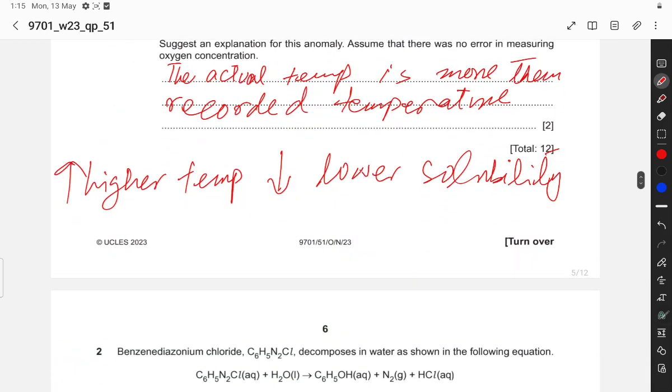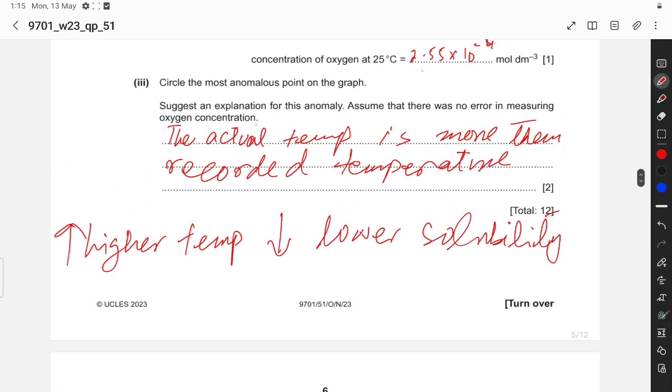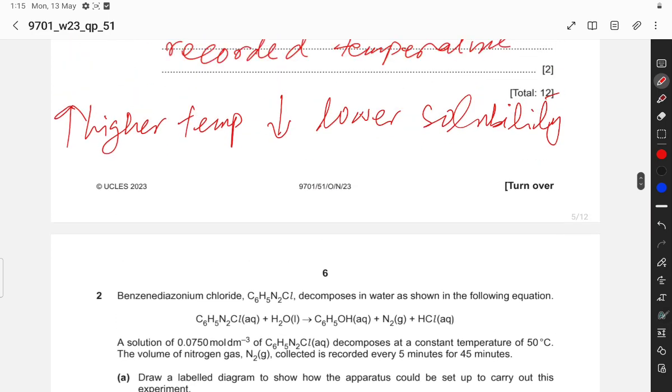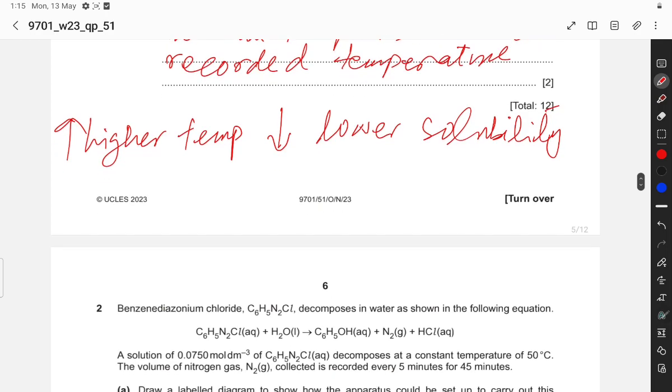The actual temperature is... Suggest an explanation for this anomaly. Assume that there was no error in measuring oxygen concentration. The actual temperature is more than the recorded temperature, so that's why, when temperature is higher, the solubility is lower. So the actual temperature is more than the recorded temperature. So this is all about question number 1.